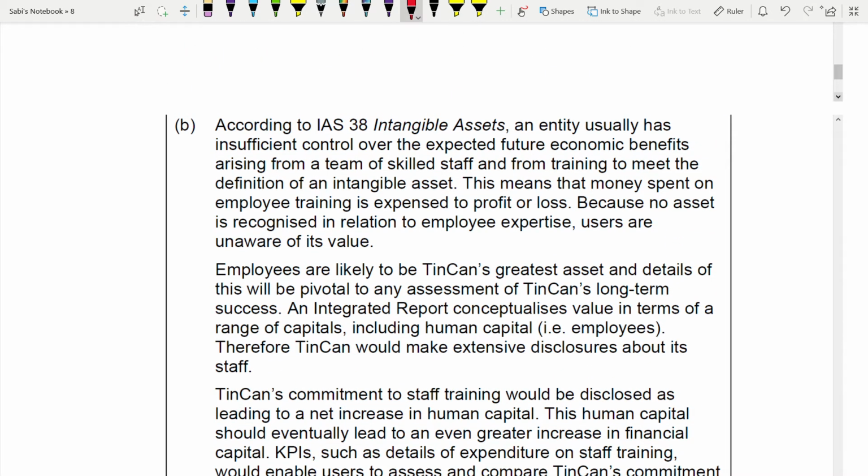According to IAS 38, why did they talk about IAS 38? Because there are some intangible assets also that are there, such as from a team of skilled staff and from training, to meet the definition of an intangible asset.